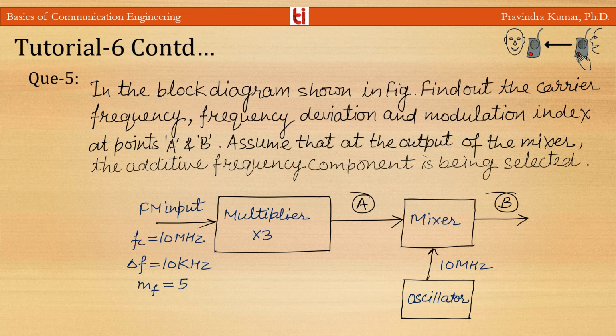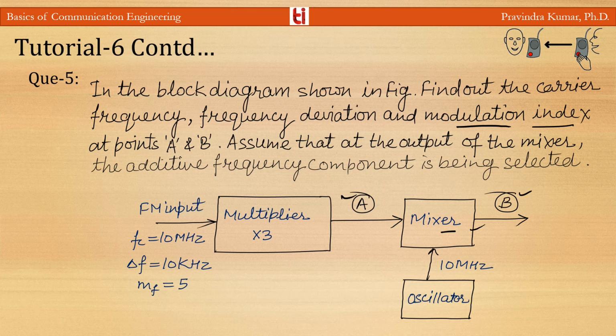In the block diagram shown in the figure, find out the carrier frequency, frequency deviation and modulation index at point A and at point B. Assume that at the output of the mixer, the additive frequency component is being selected. So here the frequency is added at the output of this.